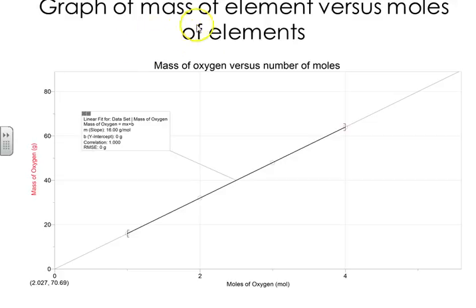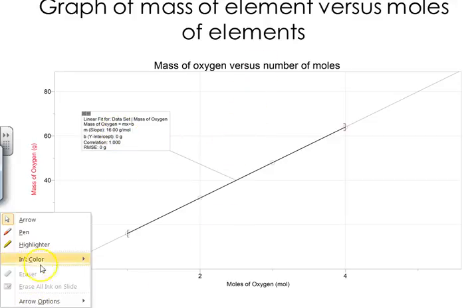So here I've got a graph of mass of an element versus moles of an element. I've got mass of the element, I'm using oxygen, on the y-axis, and moles of oxygen on the x-axis. As you can see when we look at the plot, we've got a point here, here, here, and here. And we can also say that if we have 0 moles of oxygen, then we should have no mass of oxygen. So this line should go directly through the origin of the graph. With that said, we can come up here and find our slope. Our slope is 16 grams per mole.